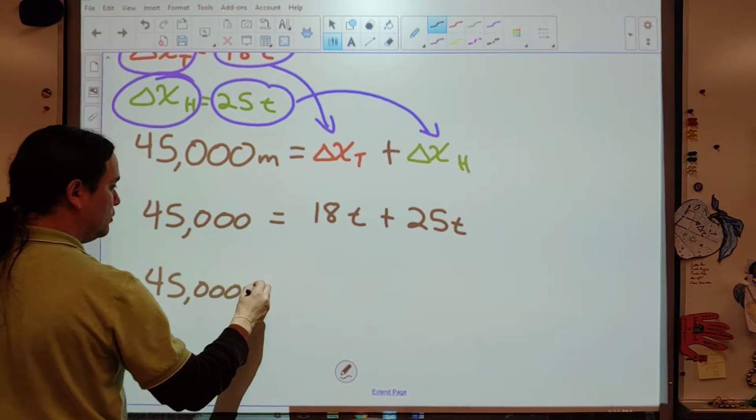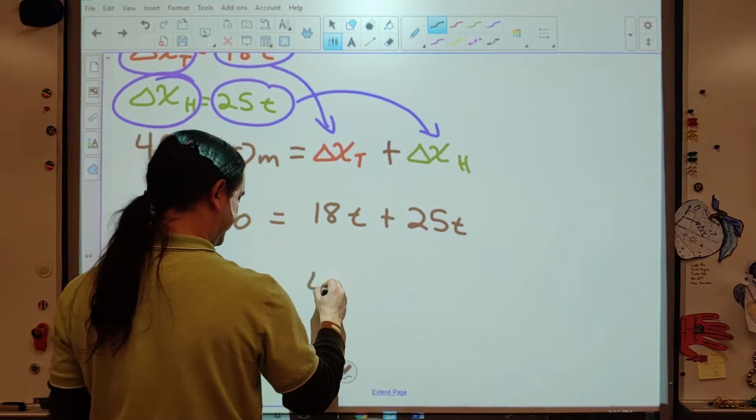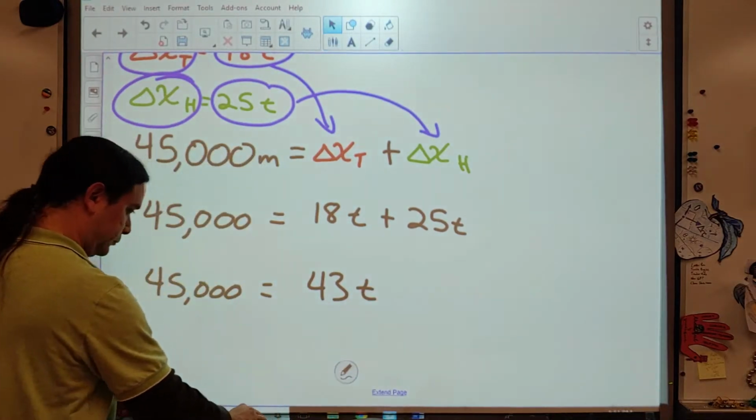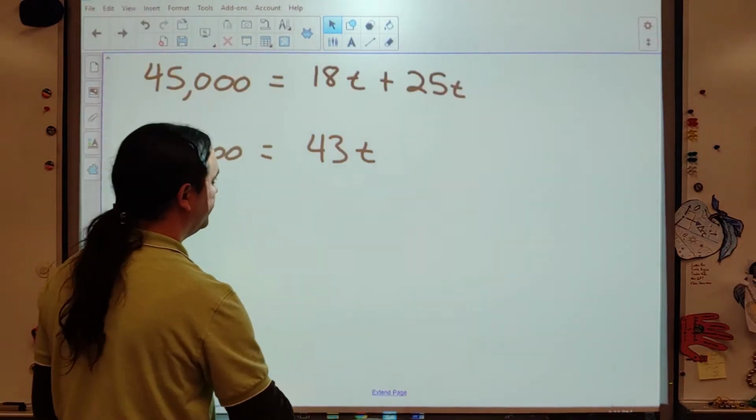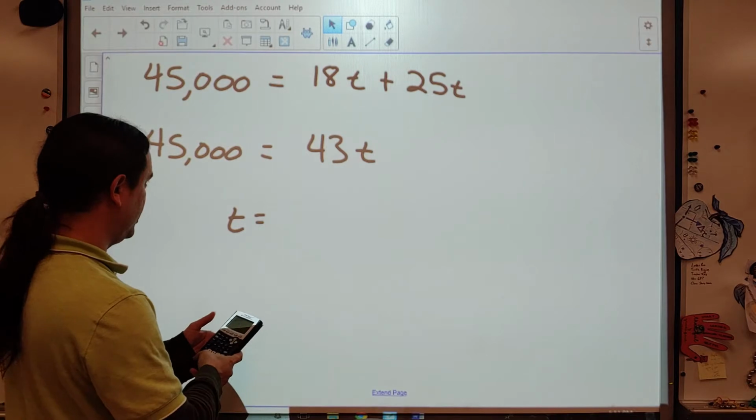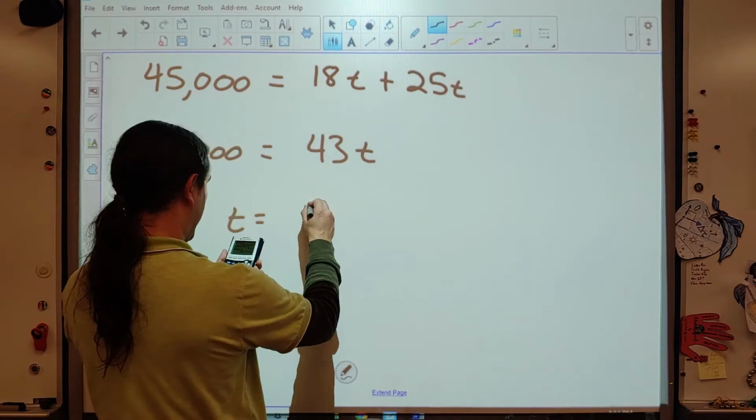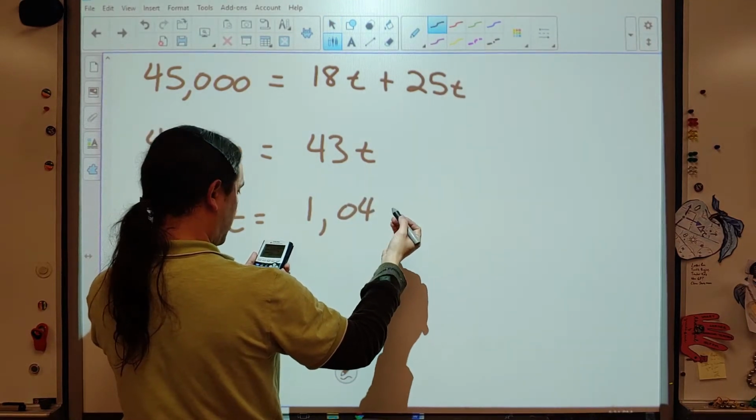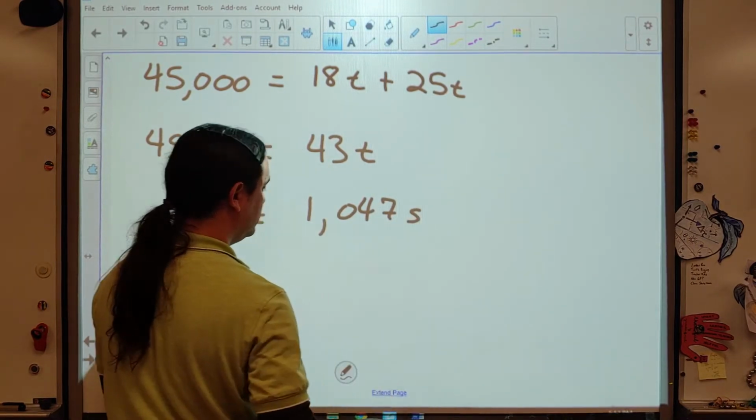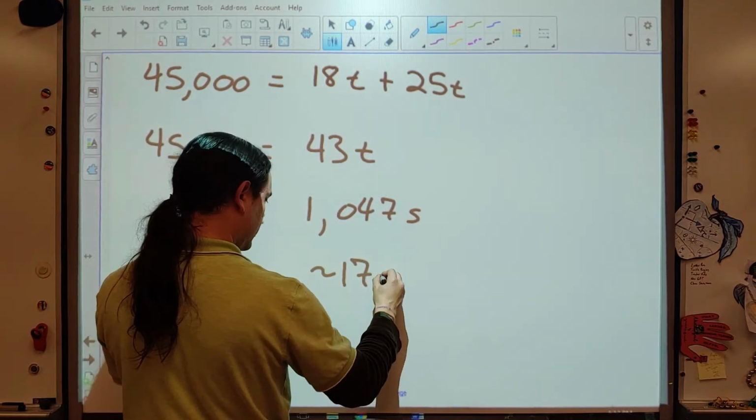So 45,000 meters is equal to 18 plus 25, that'd be 43 meters per second, because these have units of meters per second, times time. Okay, great. The time for them to collide, there's my calculator. The time for them to collide is 45,000 meters divided by 43 meters per second. We'll end up with this, 1,046.5, let's call it 47. We should probably call this 1,050 seconds. How long is that? Divided by 60. That's about 17 minutes.